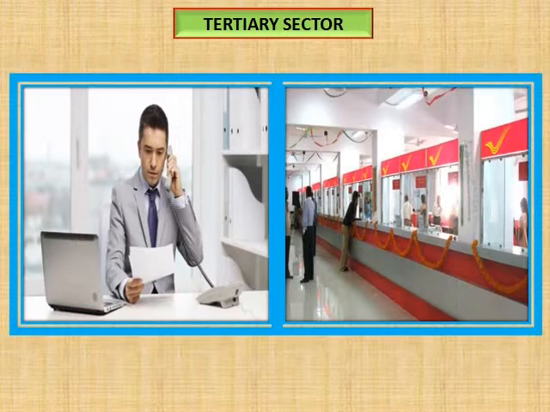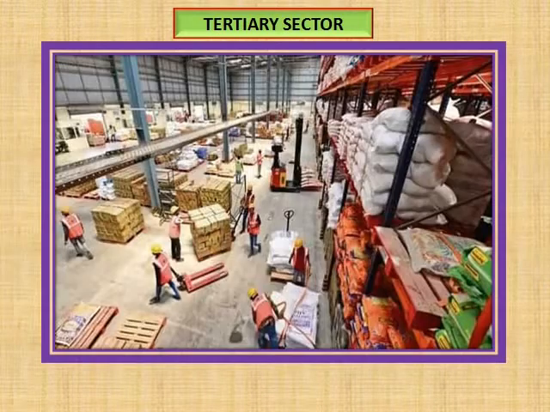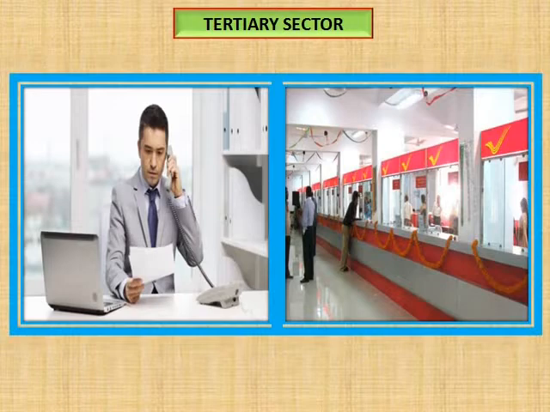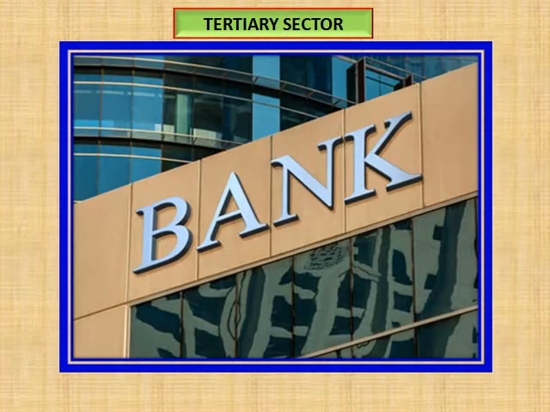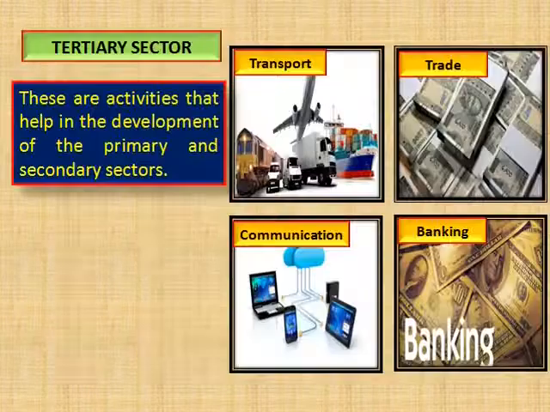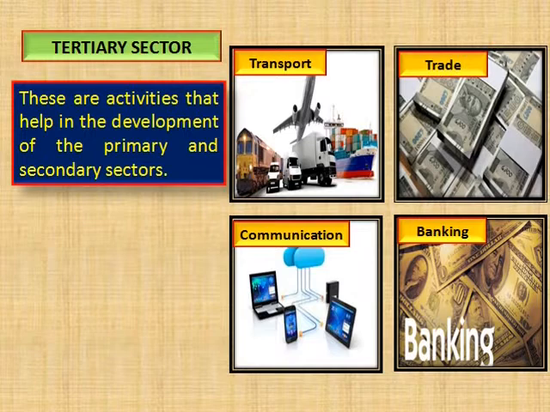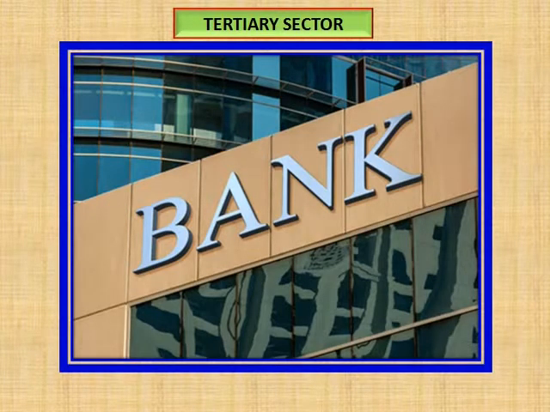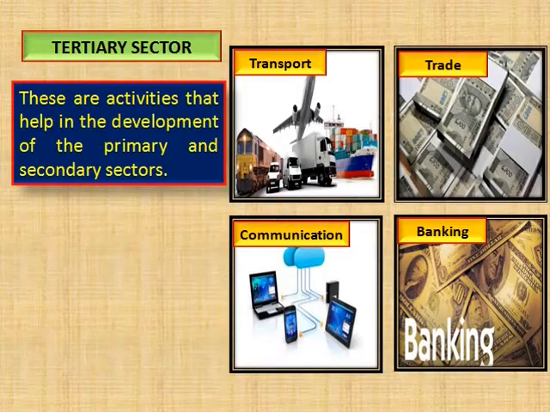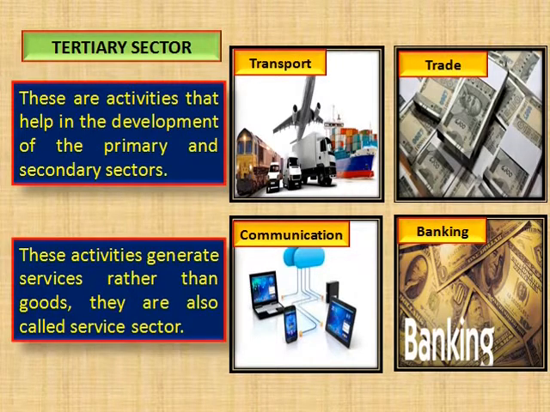We also may need to talk to others over telephone or send letters, that is communication, or borrow money from banks to help production and trade. Transport, storage, communication, banking, trade are some examples of tertiary activities. Since these activities generate services rather than goods, the tertiary sector is also called the service sector.